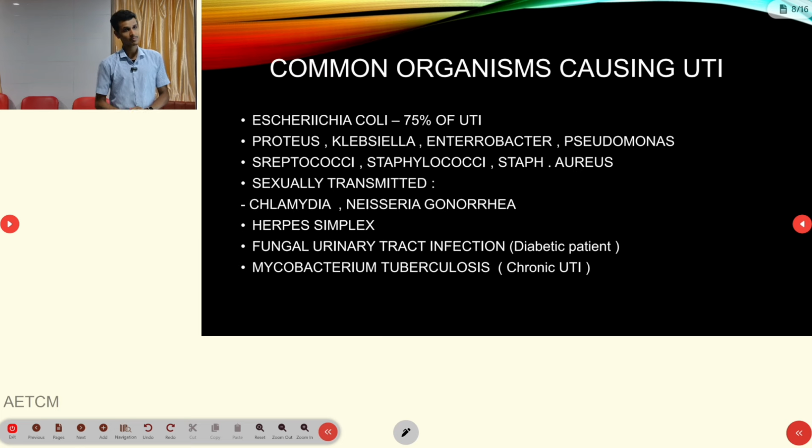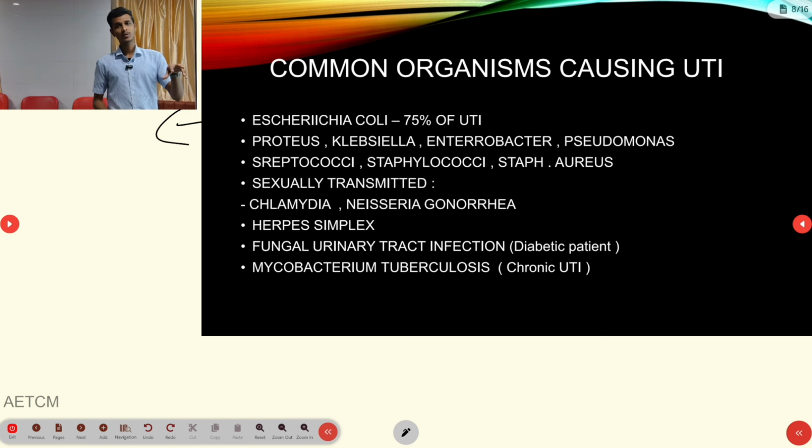Then the most common organism is gram-negative Escherichia coli, which is 75% of the cases. E. coli is the most common organism, and others include Proteus, Klebsiella, Enterobacter, Pseudomonas, Streptococcus, Staphylococcus, Chlamydia, Neisseria gonorrhoeae, and herpes simplex. All these are common organisms.